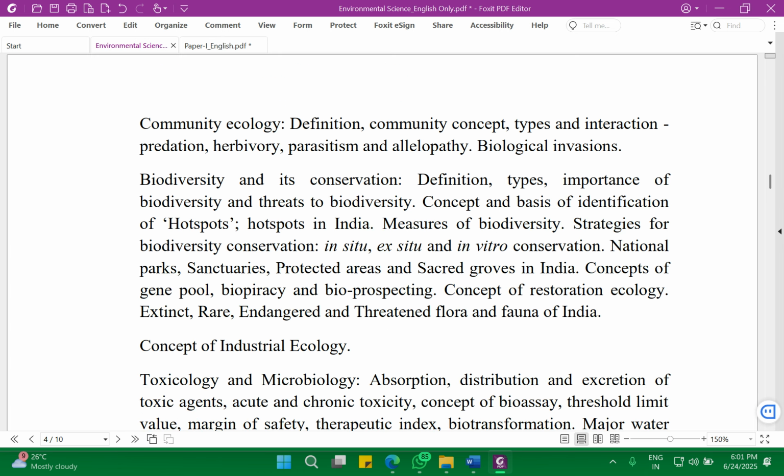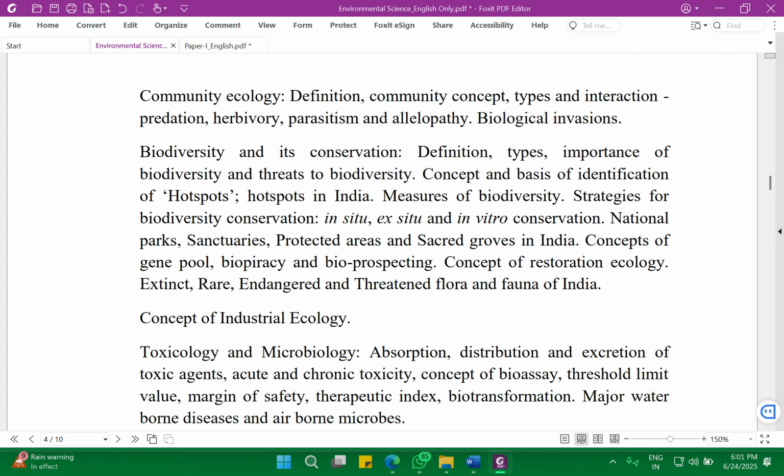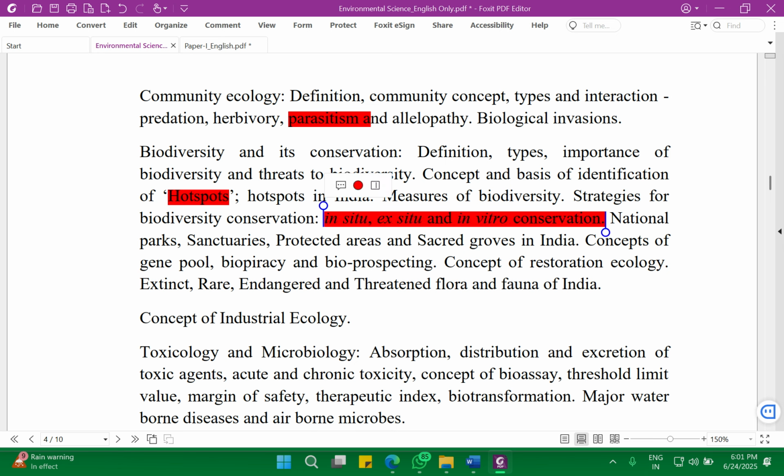And then yeah, this hotspots, then that ecological interaction, commensalism, amensalism, parasitism, competition. So those things you need to know. Then the conservation method. So this is very simple and easy. They may give you one example. For example, sanctuary is what kind of conservation? Either it is in situ or ex situ. So those things you need to know.